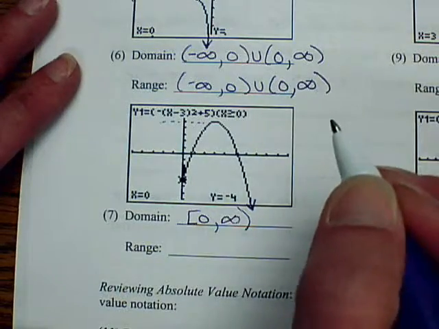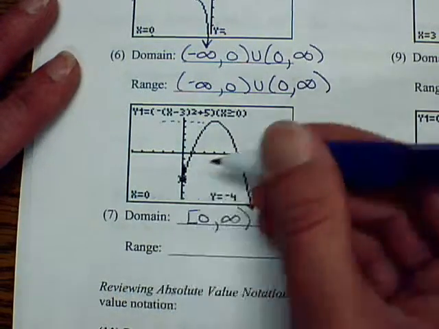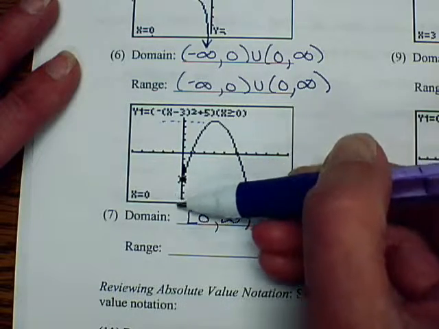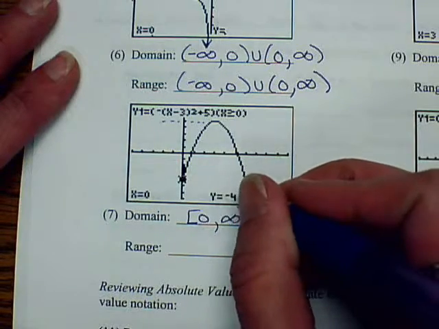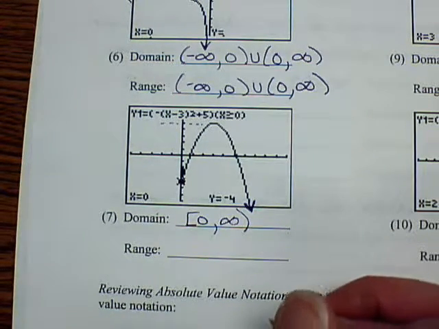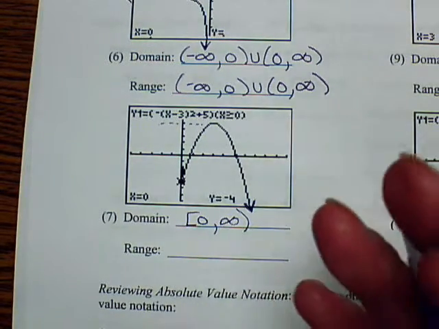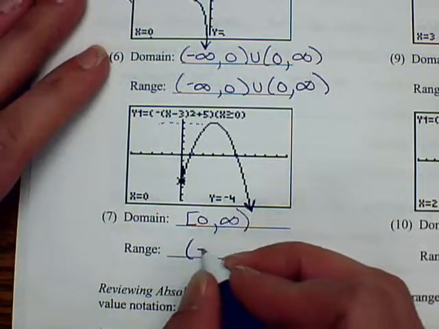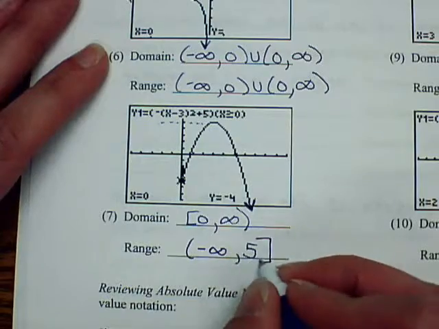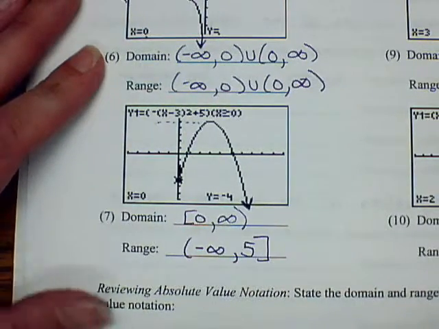That's at the point when y is 5. Now, do I have a lower boundary? Some people might think it's here, that that's the lower boundary. But look, that arrow means that that part of the graph keeps going down and down and down. So there is not a lower boundary. The range starts at negative infinity and goes up to 5 and stops.